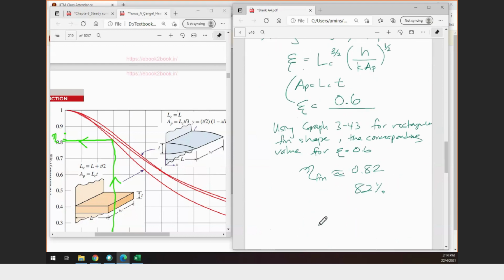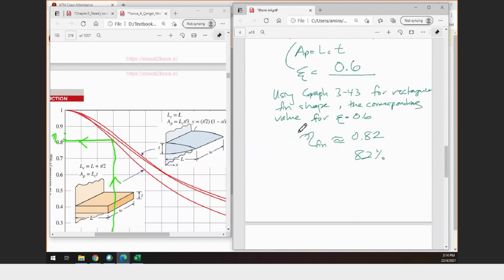So next, you need to repeat. Once you get the fin efficiency, then you repeat the same equation. This graph is just to assist you to calculate the efficiency. Once you know the efficiency, the next one to calculate the heat transfer, you still use the same equation. There is no heat transfer you can get directly from this figure. So you still use Q fin equals efficiency times Q fin maximum.